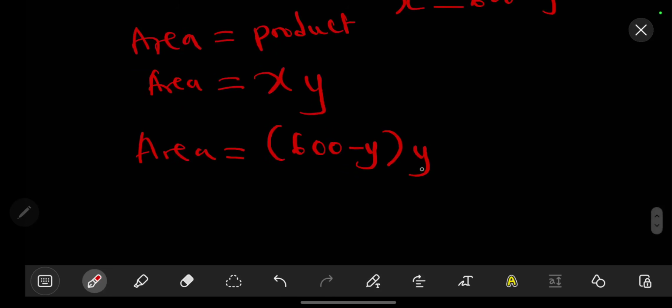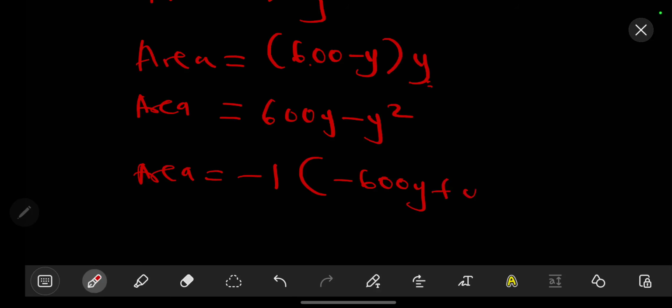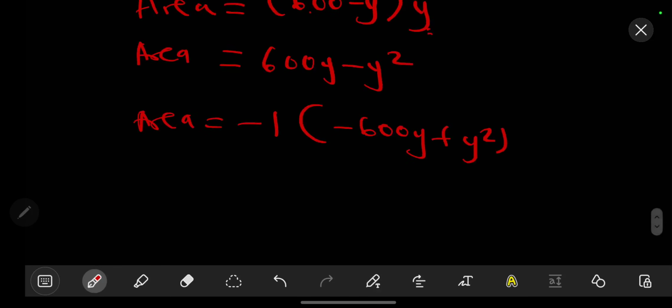So we open: y times 600 is 600y, and y times y is y squared. So this is our area. Our area will be equal to, let's factorize the negative first. This gives us negative 1, open brackets, negative 600y plus y squared. Then just rearranging them, we have negative 1, open brackets, y squared minus 600y.